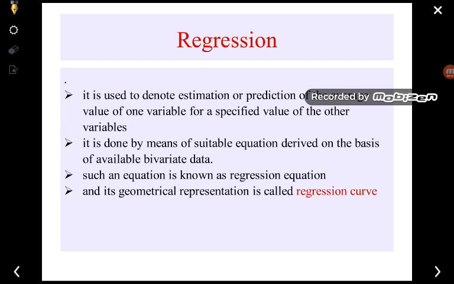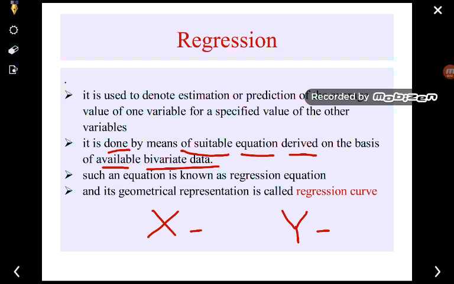Sorry for the interruption. So we are going to continue the topic, that is regression. Prediction can be done by means of a suitable equation. So we apply the variates to the equation, and this equation is derived on the basis of available bivariate data. Certain x data is given and y variables are also given, and based on these two variables we predict the average values.